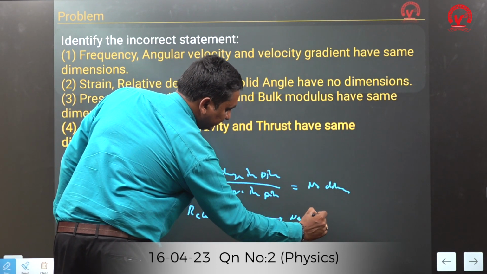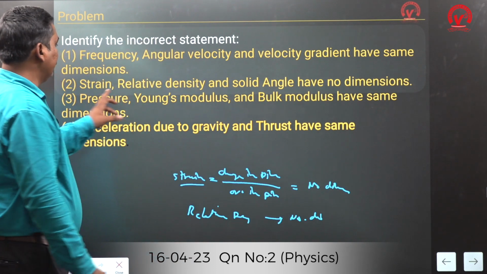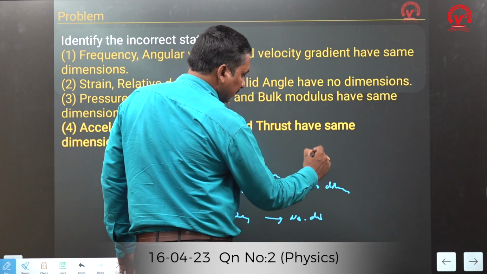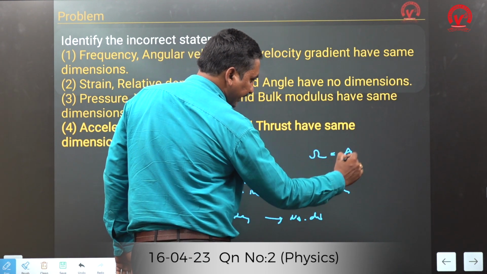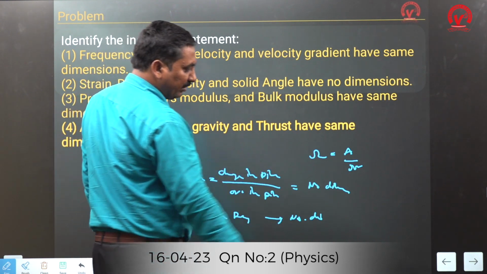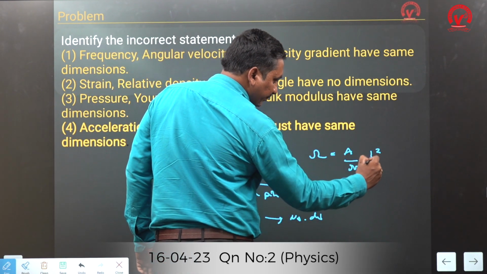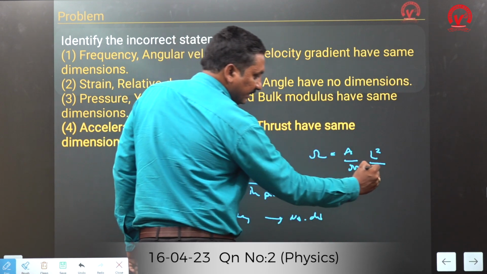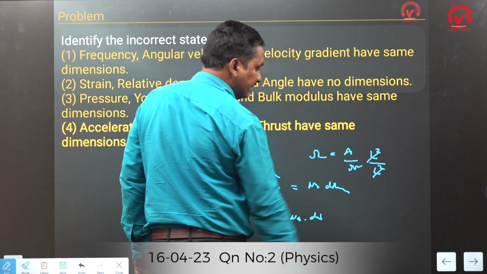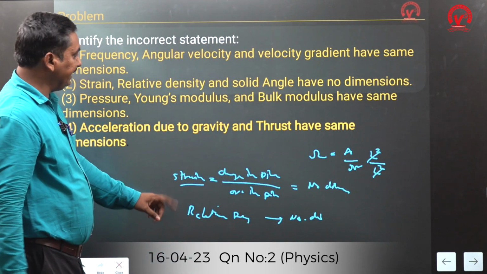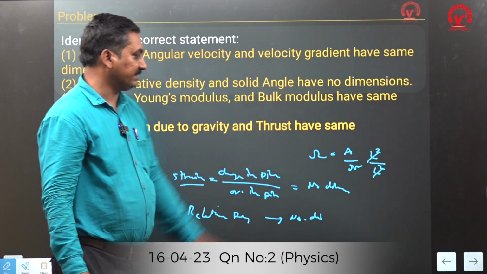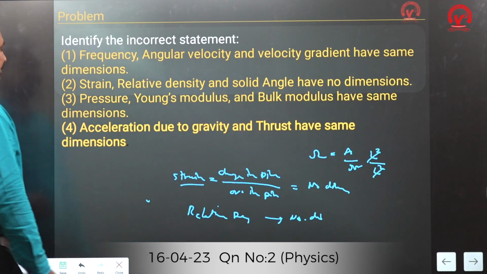And next one, solid angle. We know that this is equal to A by r square. Here A is area, dimensional formula L square, and r square is also L square. So here also no dimensions. So strain, relative density and solid angle have no dimensions. So this statement is also correct.